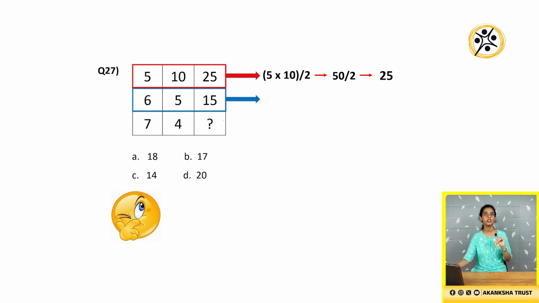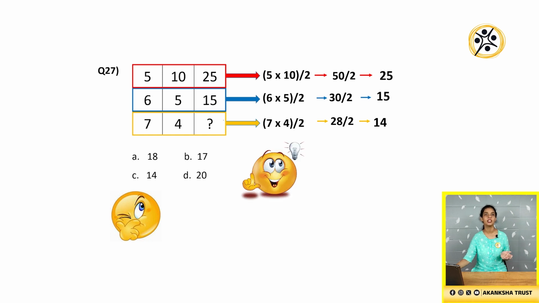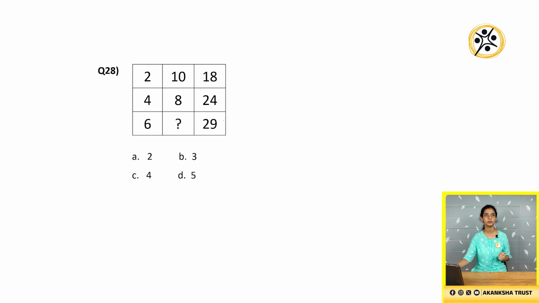is 25. So here also, if we do 6 into 5 divided by 2, that is 30 divided by 2, we get the answer as 15. And yes, applying the same logic for the third row as well, 7 into 4 divided by 2, that is 28 divided by 2, gives us the quotient of 14, and we can find 14 in option C, and that is our right answer for this question.